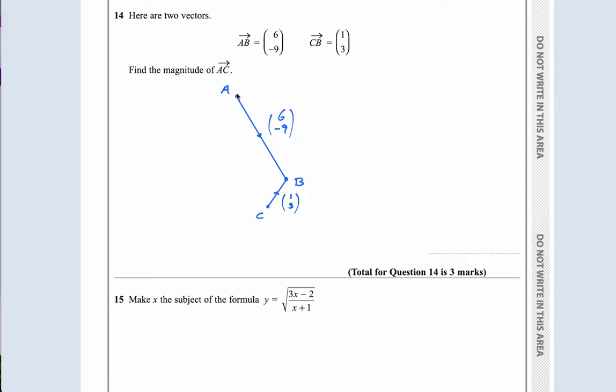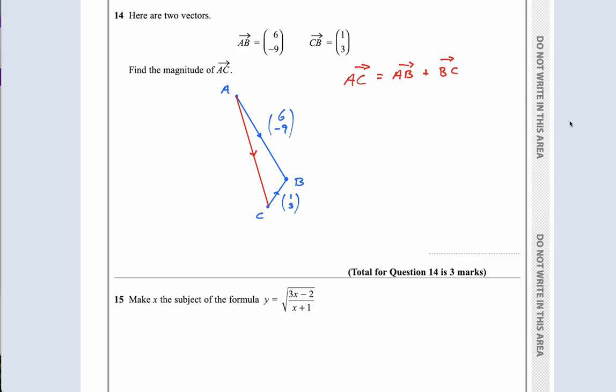We go from A to B, along 6 and down 9, and from C to B along 1 and up 3. So it's kind of fine in terms of the drawing. Now, what we want to find is the magnitude of AC. So to find the magnitude of AC, first we find AC. How do I find AC? Well, I'm going to go AB plus BC. Now that, guys, is not BC, that is CB.